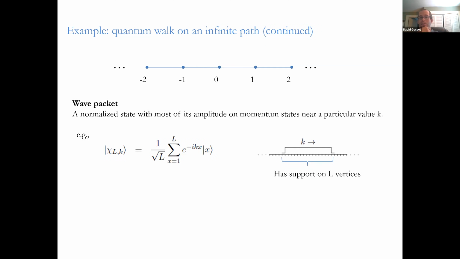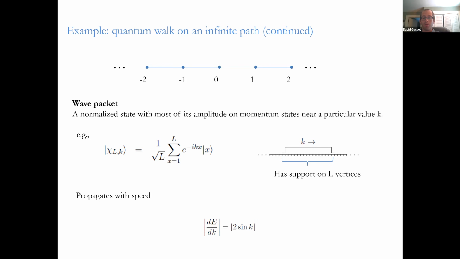If I construct a wave packet, in other words, if I take one of these momentum states and I truncate its support, I've written a functional form here. So if I take e to the minus ikx for x from 1 to L and normalize that state, then I get a wave packet which has support on these L vertices from 1 to L. And as L becomes large, I can think of this as being some kind of approximation of the momentum state.